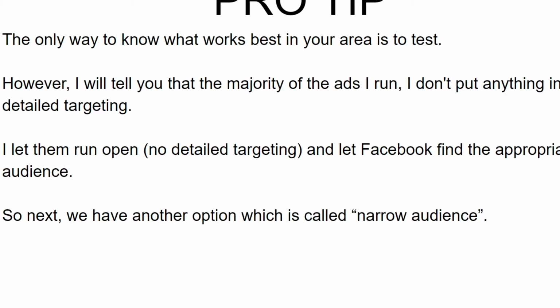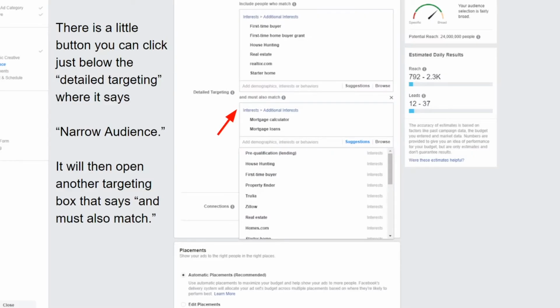Also, the only way to know what works best in your area is to test. Guys, I have run ads in the majority of the US and a lot of Canada. And I would say that probably 65 to 70% of the time I run them completely open targeting, which means I don't put anything in the detailed targeting or the narrowing audience area. So you have to test your area. It is going to be different everywhere you go. Don't just take what I'm saying right here and run with that. Make sure you're testing multiple different variations.